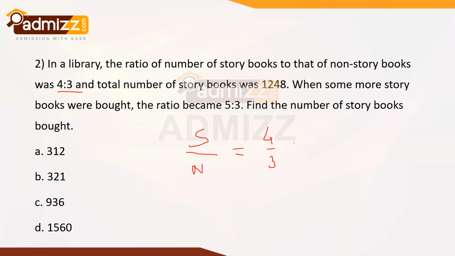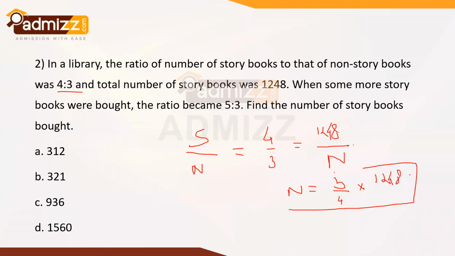So we can rewrite this ratio as 1248 over N, right? So with that said, what we can do is we can find the value of N as well from this entire equation, right? What we can do is N is equal to 3 by 4 times 1248, right? So from this, we can easily find the value of N as well.